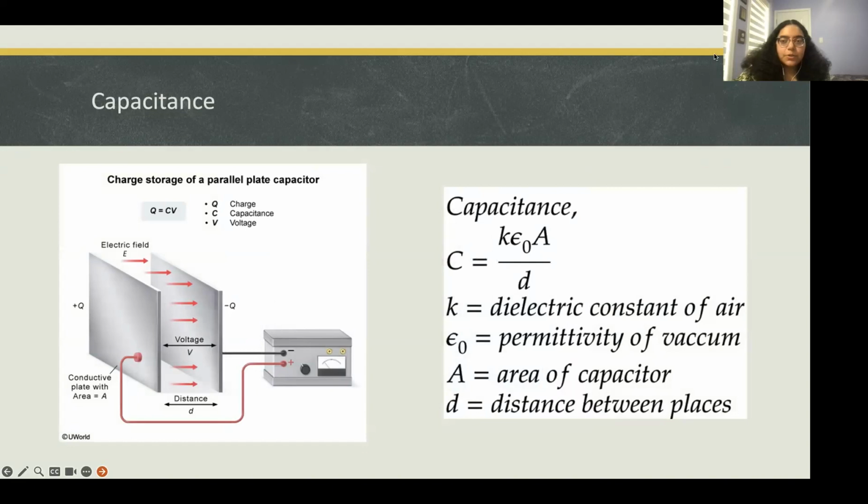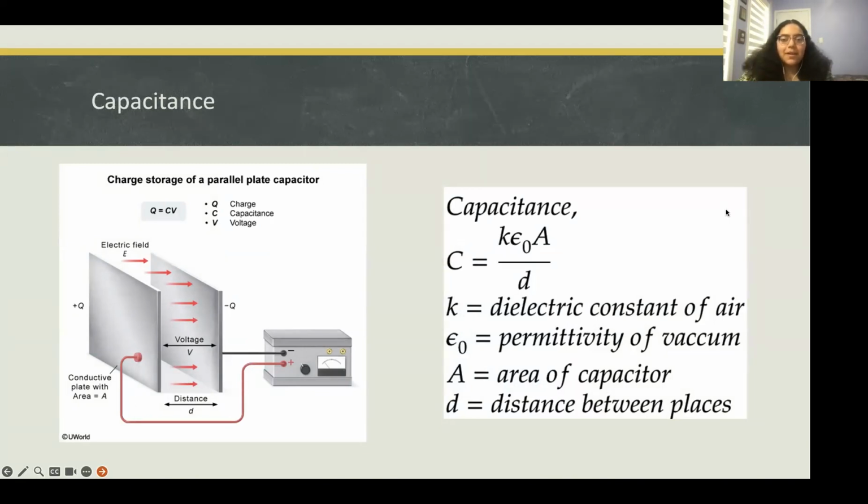And then we move on to capacitance. So 2 equations for it. One is kind of like your V equals IR, where Q is CV. So your charge is equal to your capacitance times your voltage. That's if you have a parallel plate capacitor, you might have one of those in your circuits. And then inherently capacitance is kappa epsilon naught A over D.